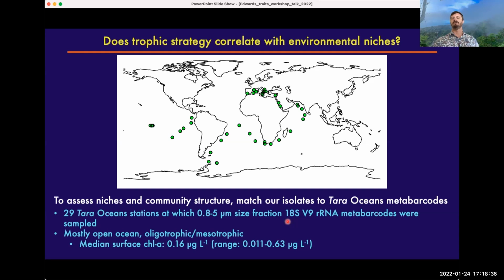It's amplification based, and they were amplifying and sequencing the hypervariable V9 region of the 18S ribosomal RNA gene. The other thing I'll say is that most of these are relatively oligotrophic or mesotrophic sites. That just means that they're the kinds of environments where the smaller phytoplankton are the most important.